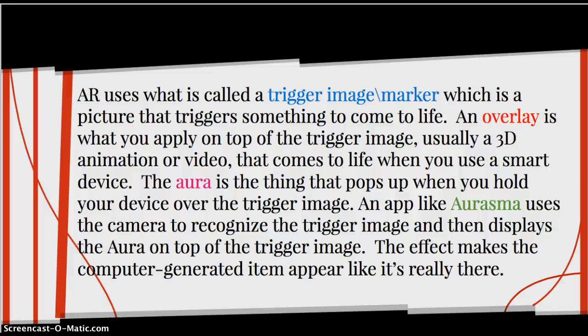There is something called an overlay, which is usually a 3D animation or a video that is overlaid on top of the trigger image. And the aura is something that pops out when you hold your smart device over the trigger image. So, again, you have your trigger image or your marker, your overlay, which is the 3D image or video, and the aura comes to life when you hold your smart device over it. Apps like Aurasma use the camera to recognize the trigger image and then display the aura.